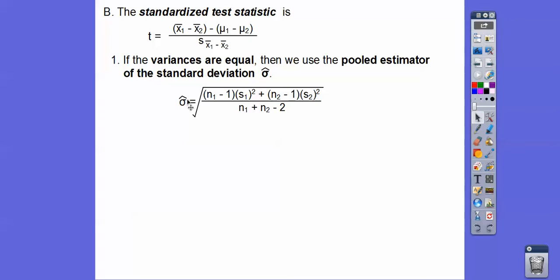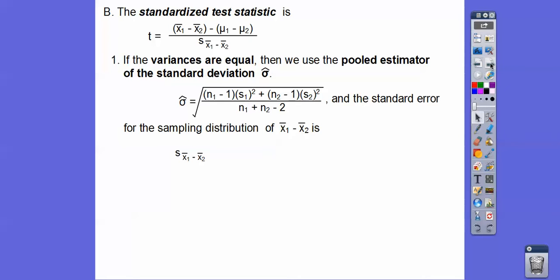So this r hat is this: the sample size 1 minus 1 times the standard deviation 1 squared, plus the sample size 2 minus 1 times its standard deviation squared, and the denominator is the sum of the sample sizes minus 2. Then our standard error becomes this big guy right here, and it's really not that bad, you guys. Add those two terms together, divide by n1 plus n2 minus 2, and square root all that. Anyways, that goes right there.